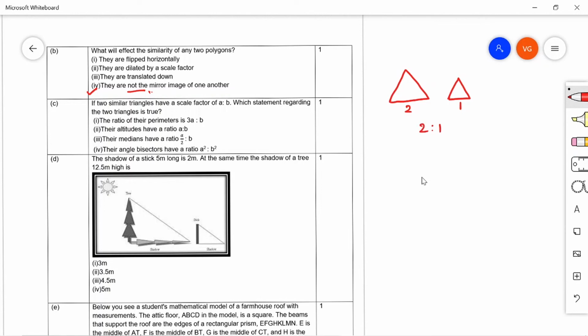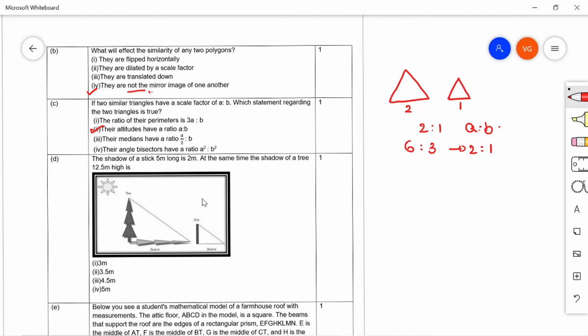Then perimeter also will come in the same ratio A is to B, isn't it? Suppose if I am considering it as an equilateral triangle, 6:3. Again it will be 2:1, right? So like that, altitudes, everything has to be in the ratio A is to B only. Medians also A is to B. Angle bisectors also have to be A is to B. So if I see all the options, only option 2 is looking sensible here. Altitudes have to be A is to B. So option 2 is correct here.